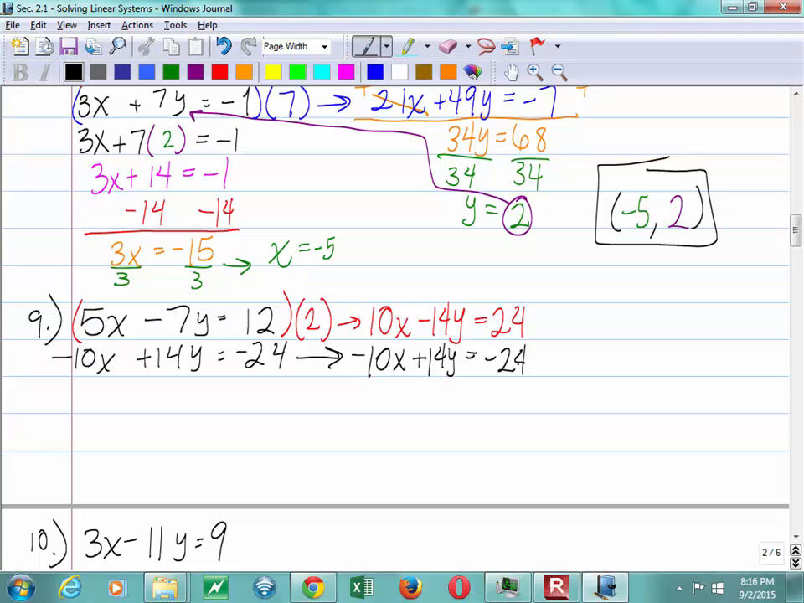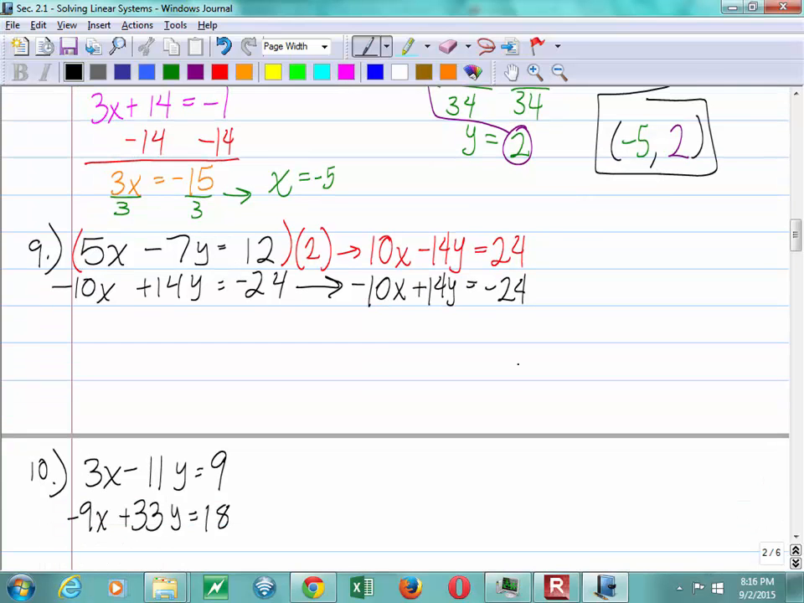So at this point, a lot of people tend to kind of flip out, but there's no need for that. Just go ahead and continue to add these equations together just like you always would. Okay, so since 10x cancels out and 14y cancels out, but we need to write something, that's going to be 0 equals 0. Okay, so that is a true statement.